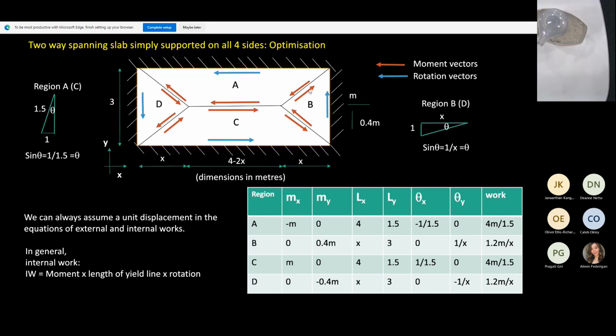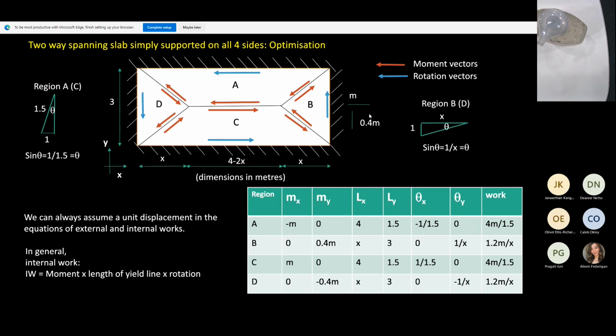For the length, this yield line here, this is the yield line for region B. What is the projection of this yield line onto the x-axis? Do you agree it's x? Projecting the yield line here onto the x-axis. You agree? Onto the y-axis, if you take this yield line, project it onto the y-axis, it gives you 3. Yes? Why is the maximum 0.4 meters? Given, that's given. These two are given.